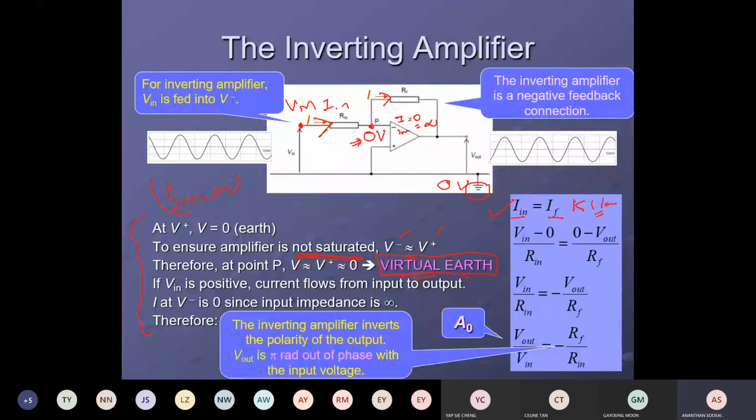Okay, so it should be 0, 0. So V negative and V positive must be about the same, 0. Therefore, P is the same as the V positive voltage, which is 0 volt. Called virtual earth.